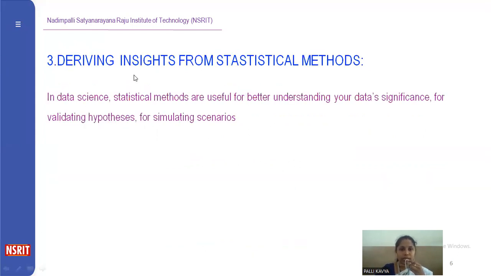And next, deriving insights from statistical methods. In the previous slide we discussed mathematics, but here we are discussing statistical methods. In data science, statistical methods are used for better understanding your data's significance, for validating hypotheses, and for simulating scenarios. So what are the coming scenarios that may be affected? That is the main concept in deriving insights from statistical methods.